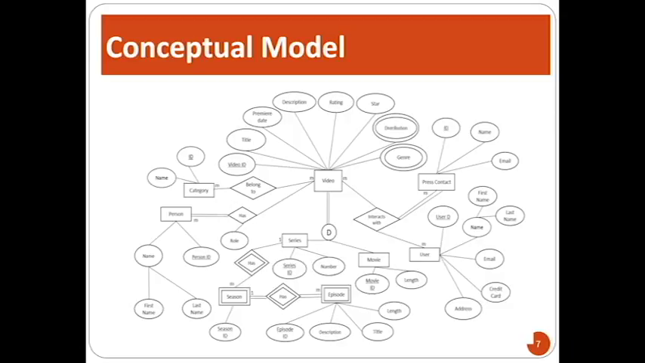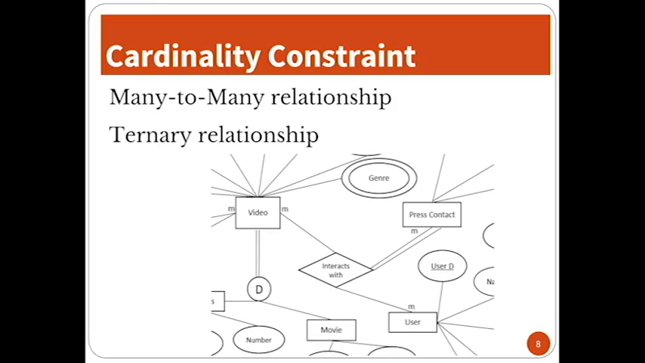The first one is the many-to-many cardinality constraints. There is a ternary relationship between video, press contact, and user table. Users need to enjoy the videos with the help of press contacts. One video may have zero to many users. One user can enjoy one to many videos. One press contact may help many users. One user may need more than one press contact's help. There is also a many-to-many relationship existing between video and person, and video and category.